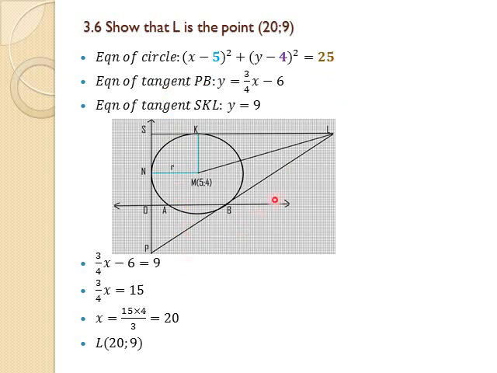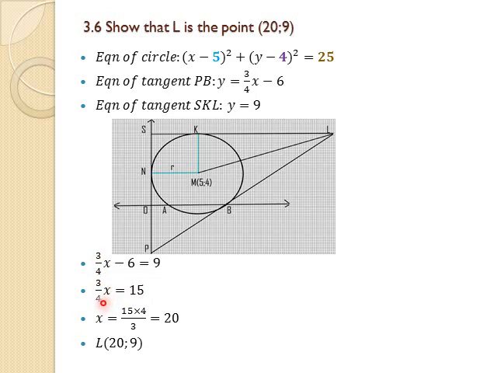Equation of tangent PB, which you got, is y = 3/4 x - 6. We have the equation of SKL, y = 9. L is not on the circle, so I'm not using the equation of the circle, but these two equations. In the place of y, I'm going to substitute 9 because they are points of intersection. So 3/4 x - 6 = 9. If I take negative 6 over, 9 plus 6 gives me 15, and I'm left with 3/4 x.